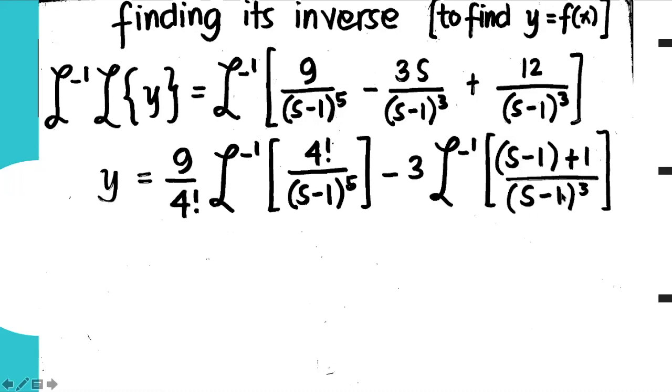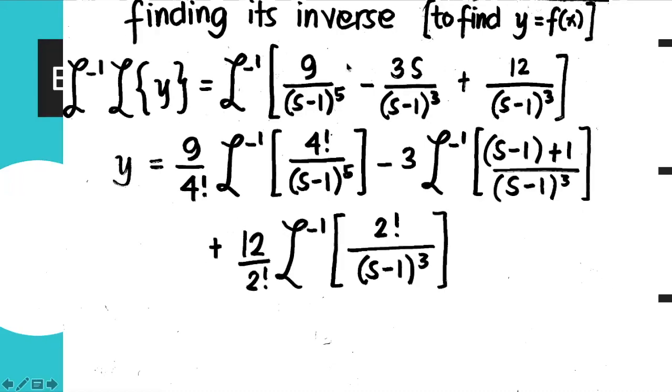If you're wondering: s minus 1 over s minus 1 cube, and the other term, when you separate this fraction, is 1 over s minus 1 cube. Again, s minus 1 over s minus 1 cube, the s minus 1 is common, so you cancel it, and it becomes 1 over s minus 1 squared. The second term in this part is 1 over s minus 1 cube. Now we have the third term, the inverse Laplace of 12 over s minus 1 cube. We take out the constant.